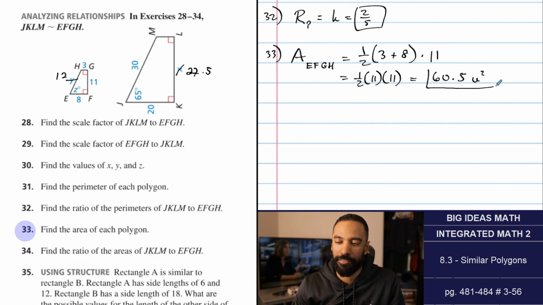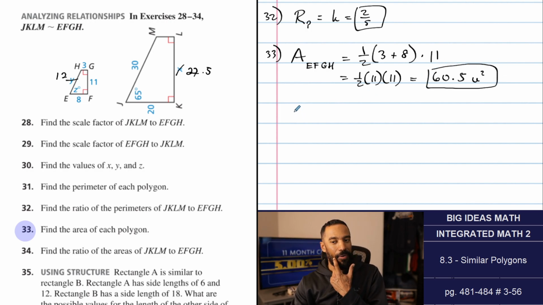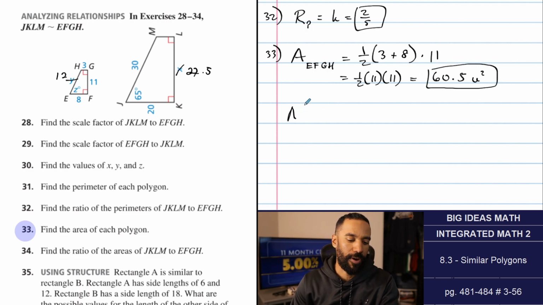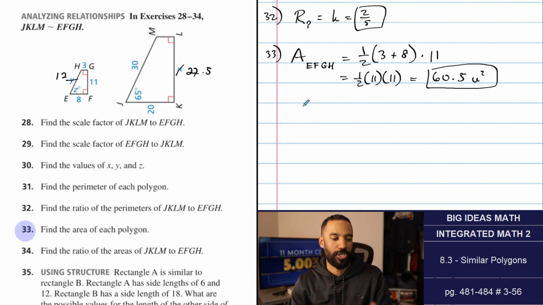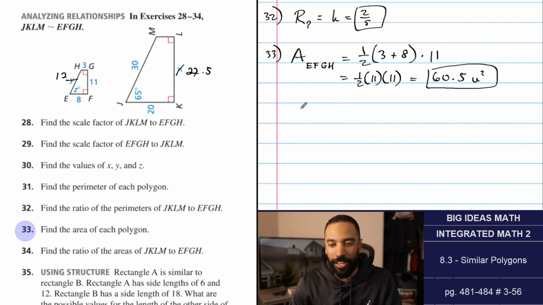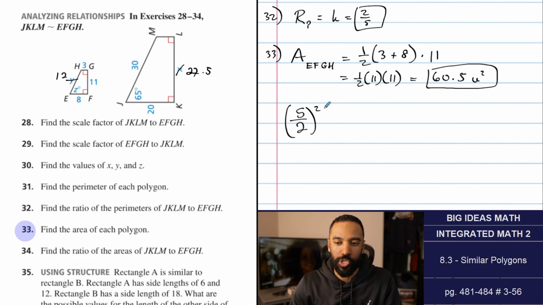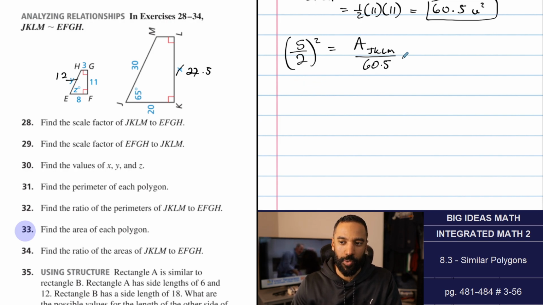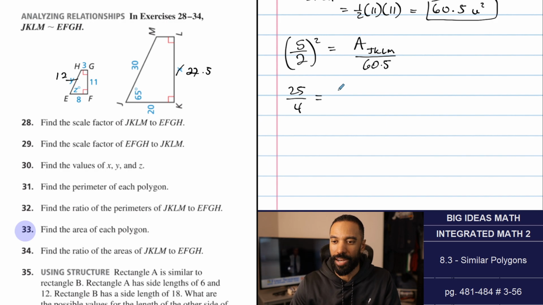That's the area of EFGH. Now the area of, before I do that, they say ratio of areas later. Okay, I'm not going to do that then. Let's write out that JKLM is that 5/2 similarity ratio, but we have to square it to equal the area of JKLM when I divide it by 60.5. Now 5/2 I can't actually reduce, so I'm just going to go ahead and square it now.